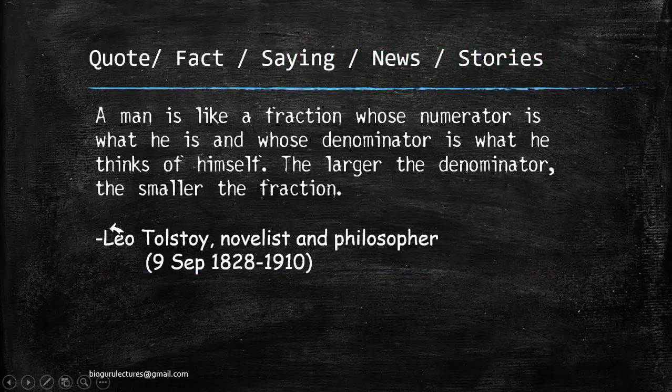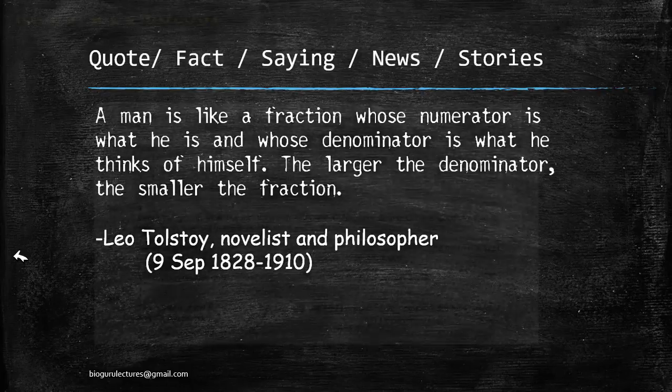Let's start with the quote as usual. "A man is like a fraction whose numerator is what he is and whose denominator is what he thinks of himself. The larger the denominator, the smaller the fraction." Leo Tolstoy. You know about this great man, and he's directly trying to compare the value of a person. When you think that you are very rich, when you know everything, you're actually thinking that your value is very less. But when you think you're lower, then it's almost high. That's what it's indirectly telling you. Be simple so that you have more value inside and outside.